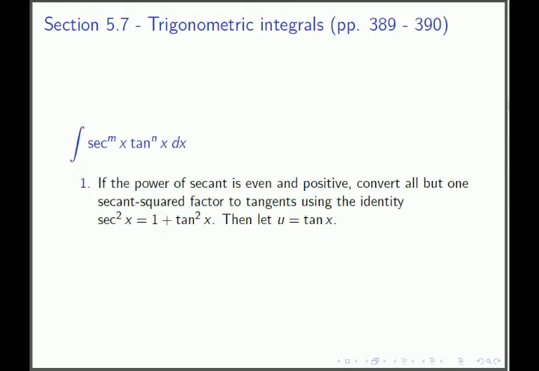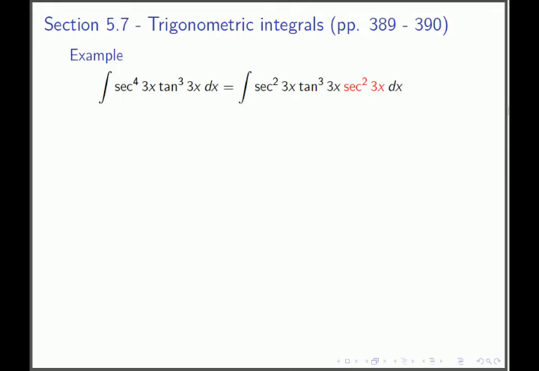Okay, let's consider what to do if we have an integral involving powers of secant and tangent. If the power of secant is even and positive, then we can convert all but one of the secant squared factors to tangents using this trigonometric identity: secant squared x equals 1 plus tangent squared x. And then we let u equal tangent x. Let's see how this works.